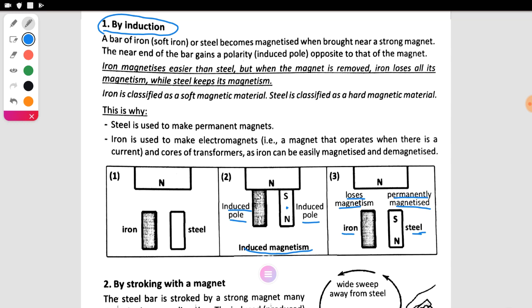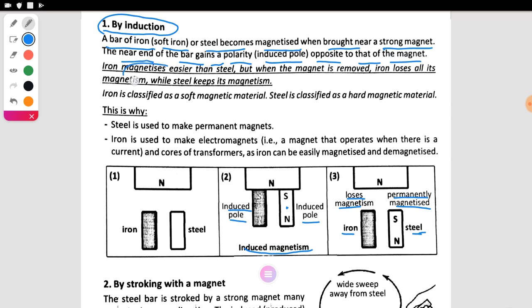This means that steel is converted into another magnet, while iron is attracted to the magnet only, but loses its magnetism when we remove it. This means that a bar of soft iron or steel becomes magnetized when brought near a strong magnet or by rubbing in one direction. The near end of the bar gains polarity. This is the north pole, and both poles show polarity. The induced pole is opposite to that of the magnet.